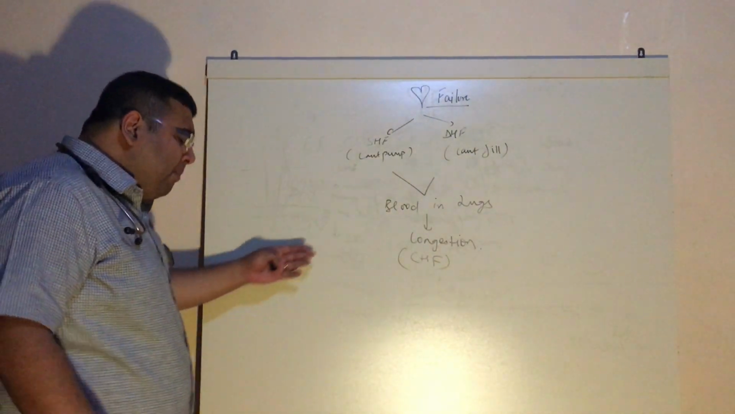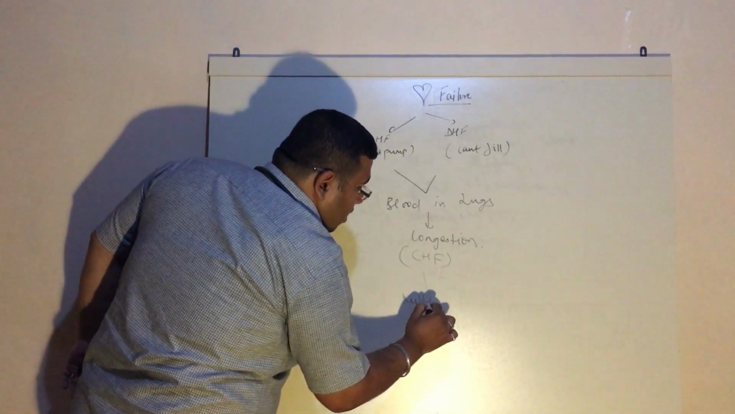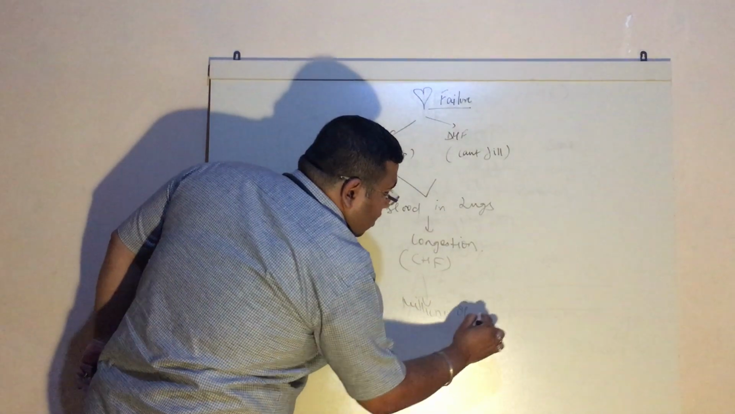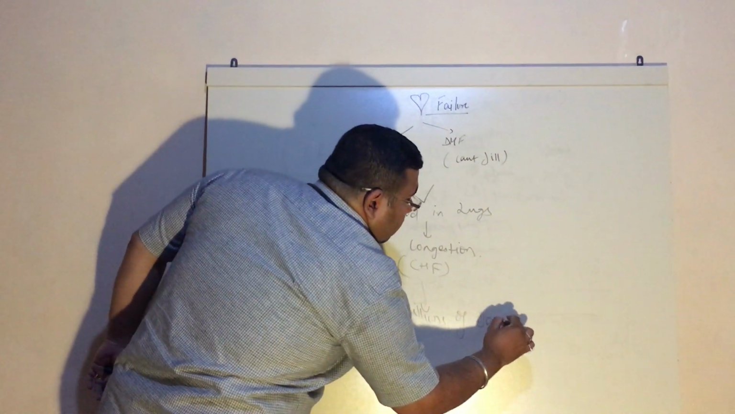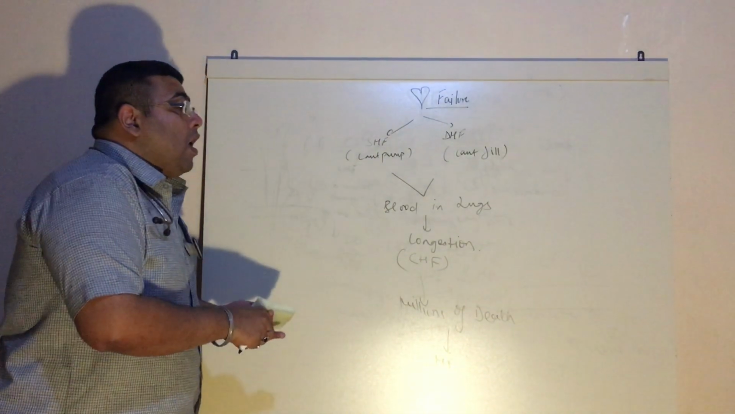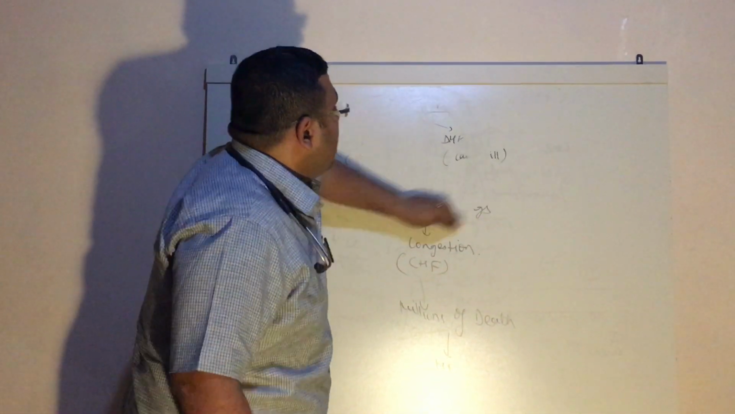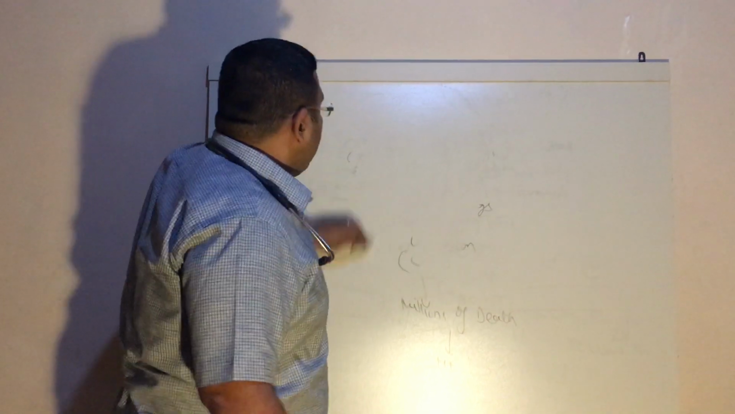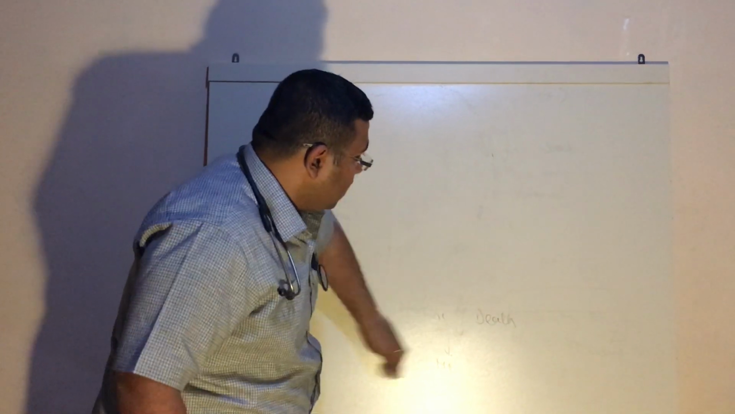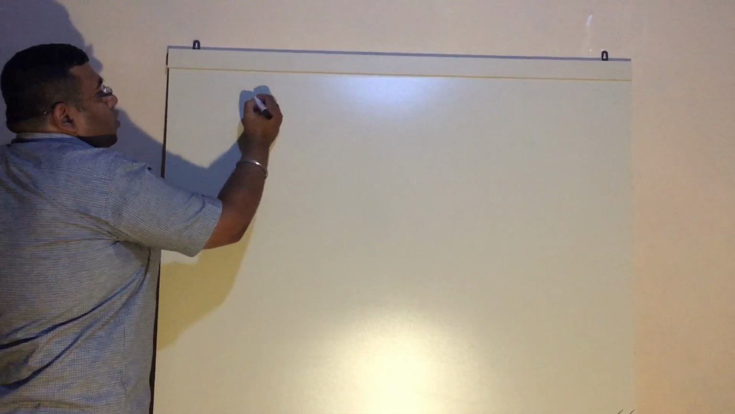So basically millions of deaths occur because of heart failure every year, and this has been a great financial burden on the governments of various countries, right guys?